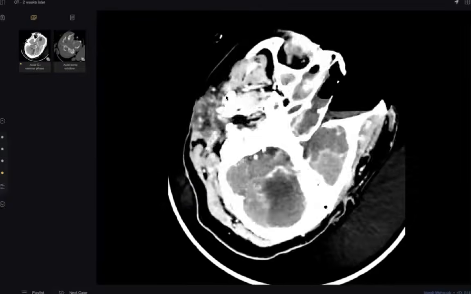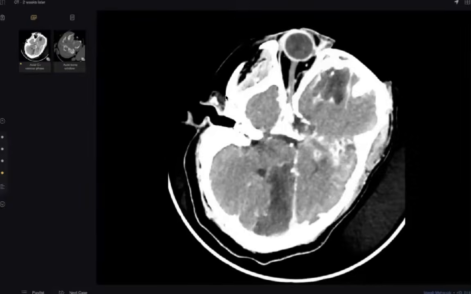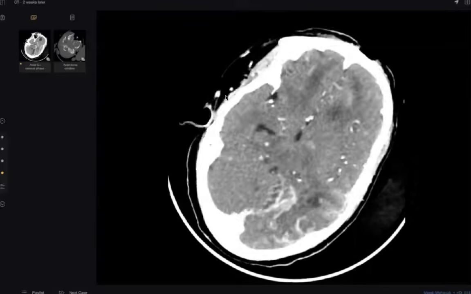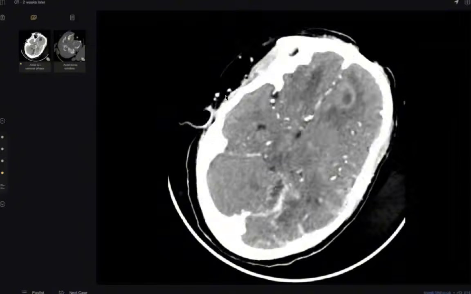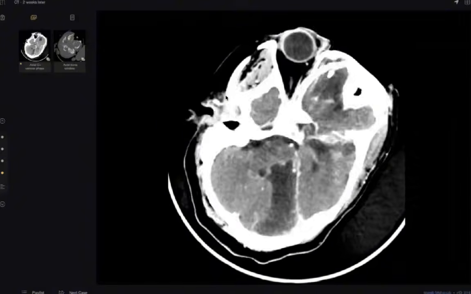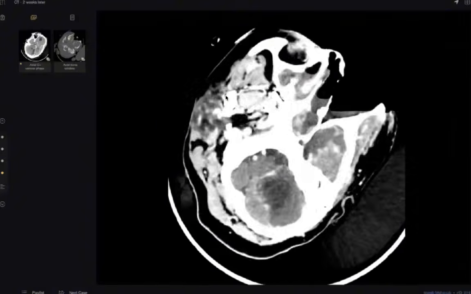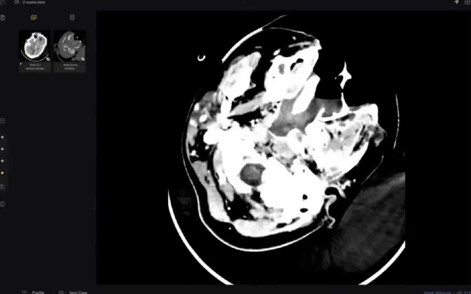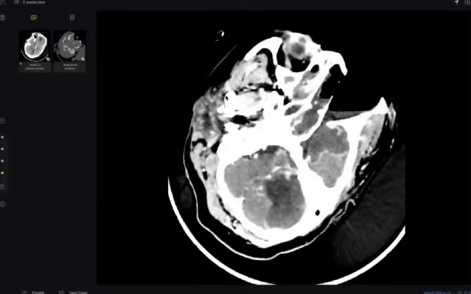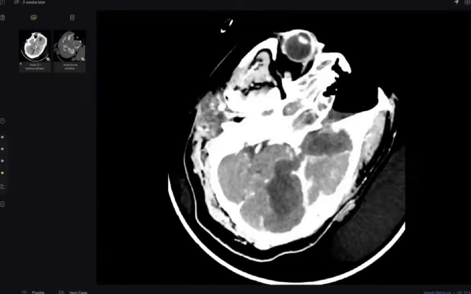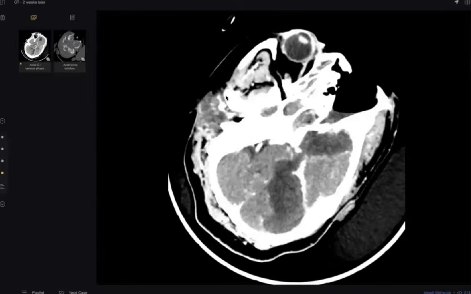So, involving the anterior and posterior cranial fossa, looking for any infected subdural collection as well. There is associated meningitis. Yes, there are multifocal cerebral abscesses. Did this patient undergo any intervention?